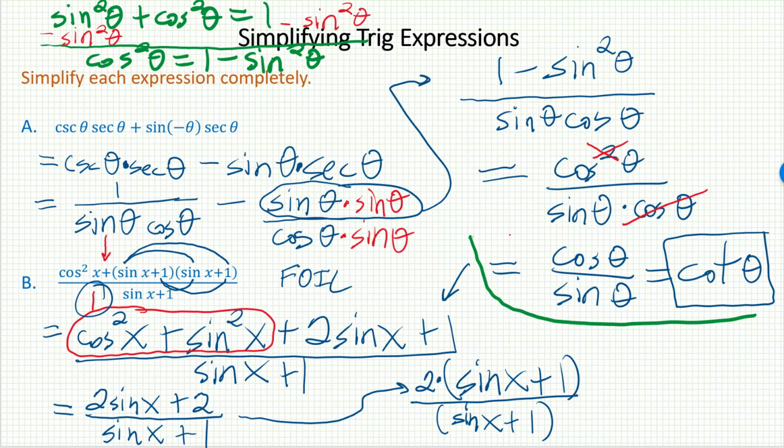Well, do I have any common factors? Of course I do. I have a sine x plus 1 on the top. I have a sine x plus 1 on the bottom. Those two divide out. This problem simplified far more than you probably anticipated. It is equal to the number 2. Now you say, what does that mean? Well, it means back in the original expression, I don't care what angle you stick in for x. You can pick any angle you want. The answer to this expression every single time will come out to be 2.